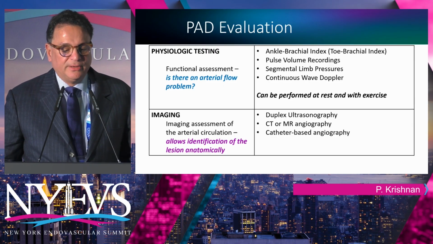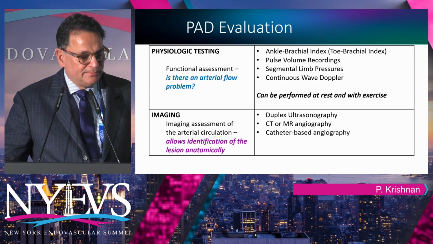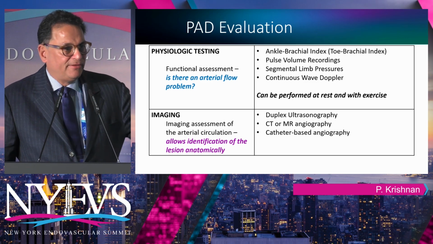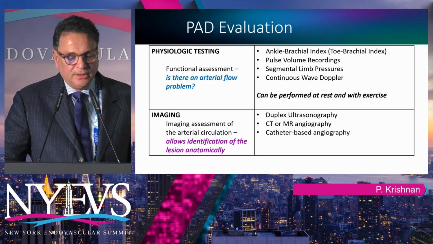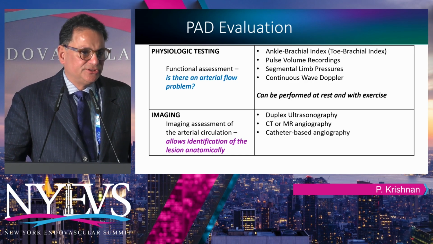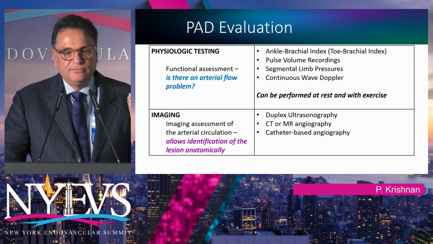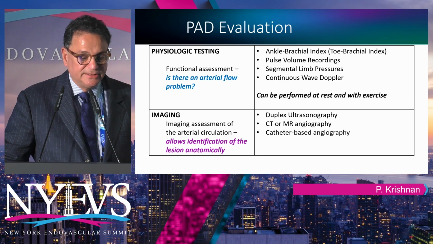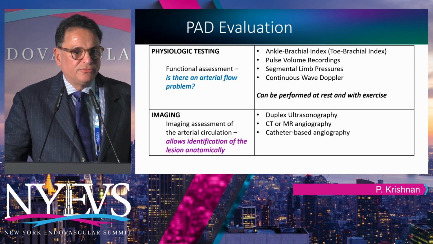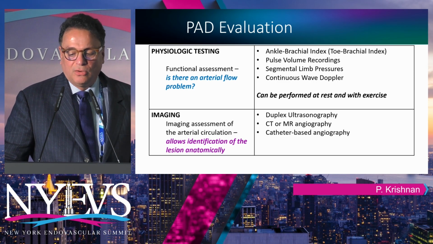So as far as evaluation, how do I break it down? I think simple is to think about functional testing and imaging, and when should you use both. So functional testing is physiologic. PAD, if it's not ulcer or gangrene, is a physiologic disease. So is there an arterial flow problem, and are the symptoms being caused by that?